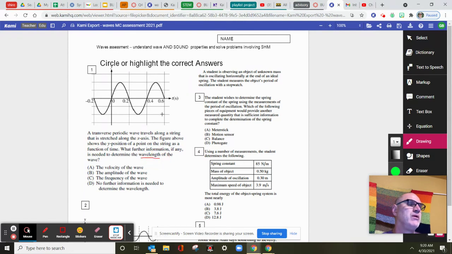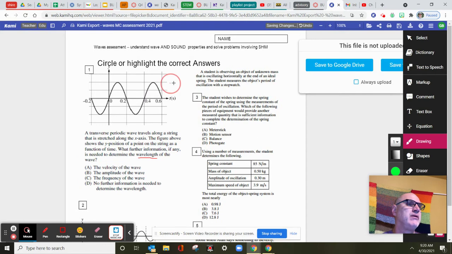All right, so what this graph is telling me is the period. It's a graph of position versus time. When time is on the x-axis, they're telling me the position, the period, and the amplitude. So the amplitude is no help for finding the wavelength.